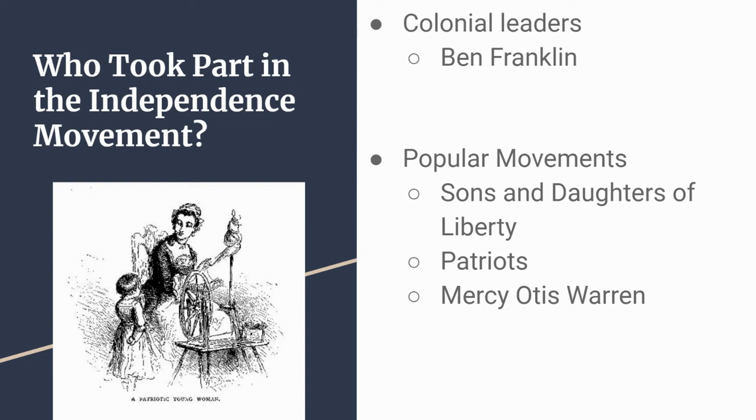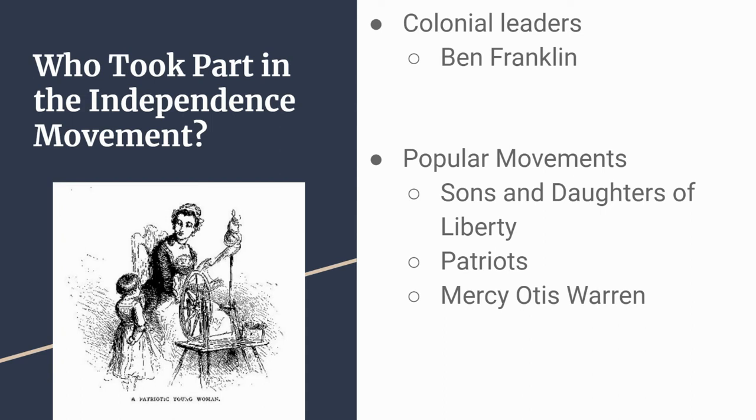There are also some popular movements, groups of people and individuals that work together to try to get the independence movement going. We have groups called the Sons of Liberty and the Daughters of Liberty. These are two separate groups for men and women who are essentially trying to figure out ways that they can inspire people to be on the side of independence. They boycott British goods, and they have another idea called the homespun movement, where they want to buy everything that's made in the colonies. They refuse to buy things that are made in Britain.